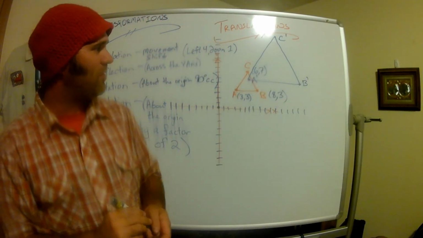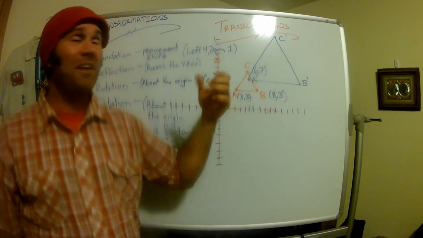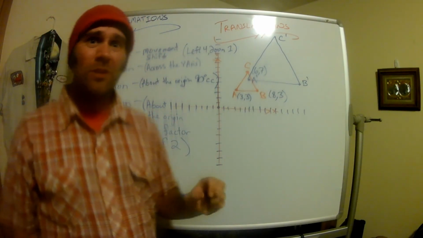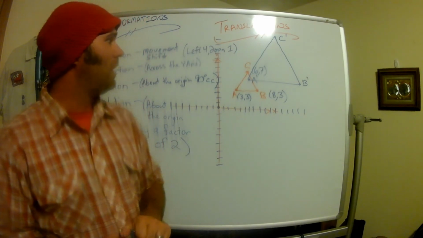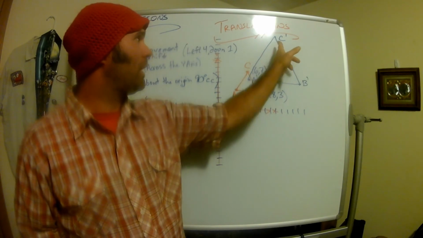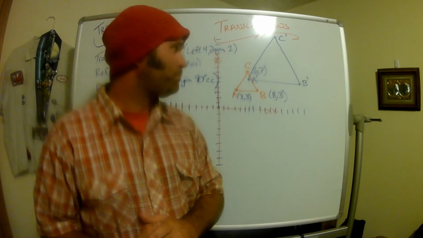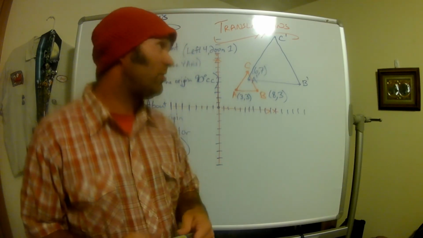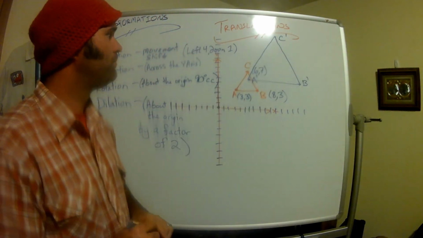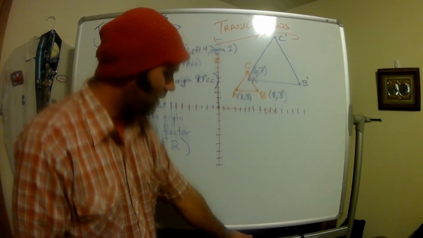So A prime, B prime, C prime. Here is our pre-image, ABC, and our image is A prime, B prime, C prime. And since we did a factor of 2, we doubled its size. Technically, we doubled the distance from A to B, we doubled the distance from A to C, and we doubled the distance from B to C. So it's not just doubled in size, but it's doubled in its lengths. That's pretty interesting. So that's a dilation.